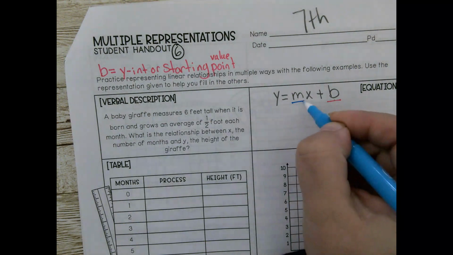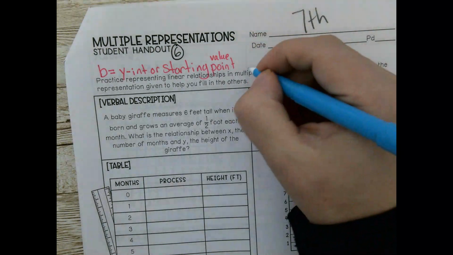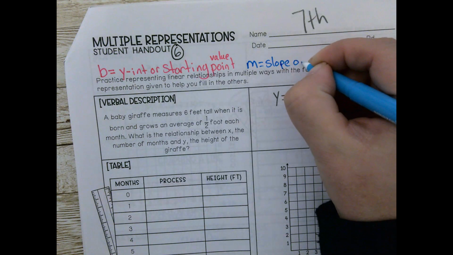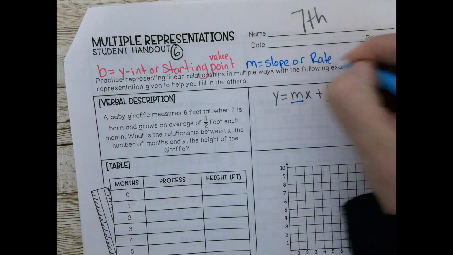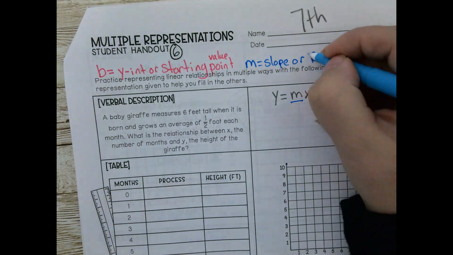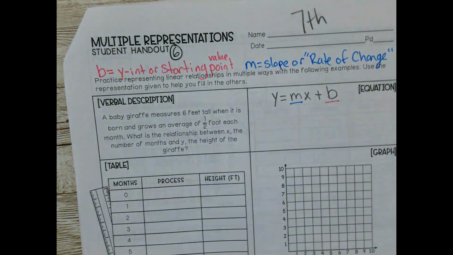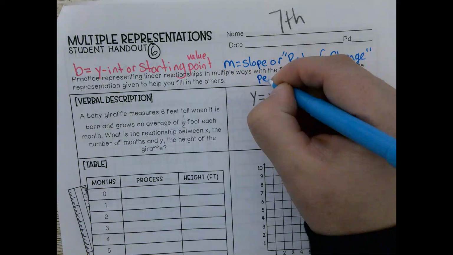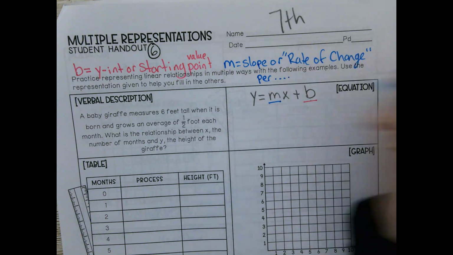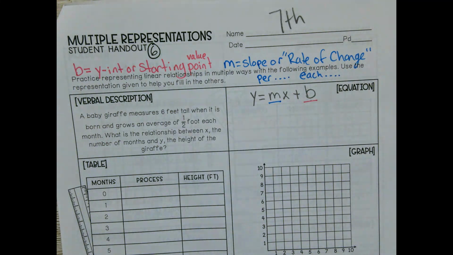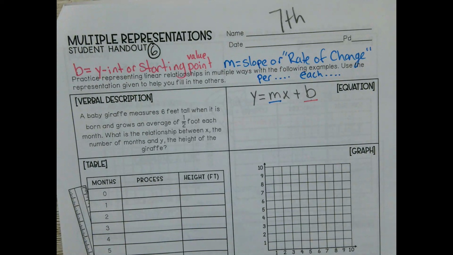And then the M is our slope, right? Not only is it slope, but it's also rate of change. Okay, so it's how much something is changing. So this will usually say per day or each week, something like that. Okay? And that's going to help us.